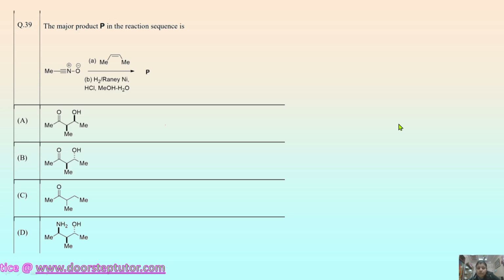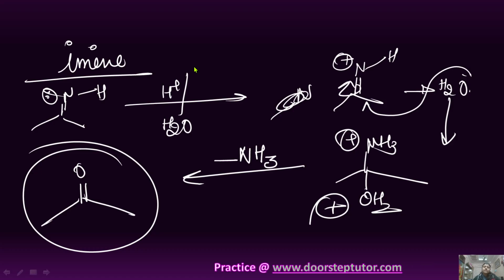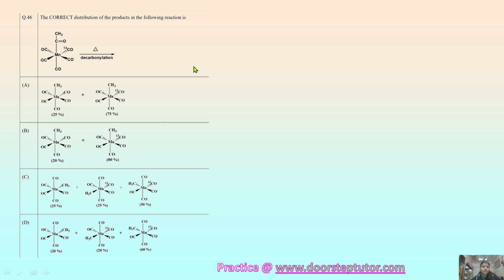Now we are going to consider the next question. It's a very important question in which there is an option in which decarbonylation is mentioned. So what's the meaning of decarbonylation? Decarbonylation is the inverse of the migratory insertion reaction. It's the inverse of the migratory insertion reaction, so it's a very important reaction.